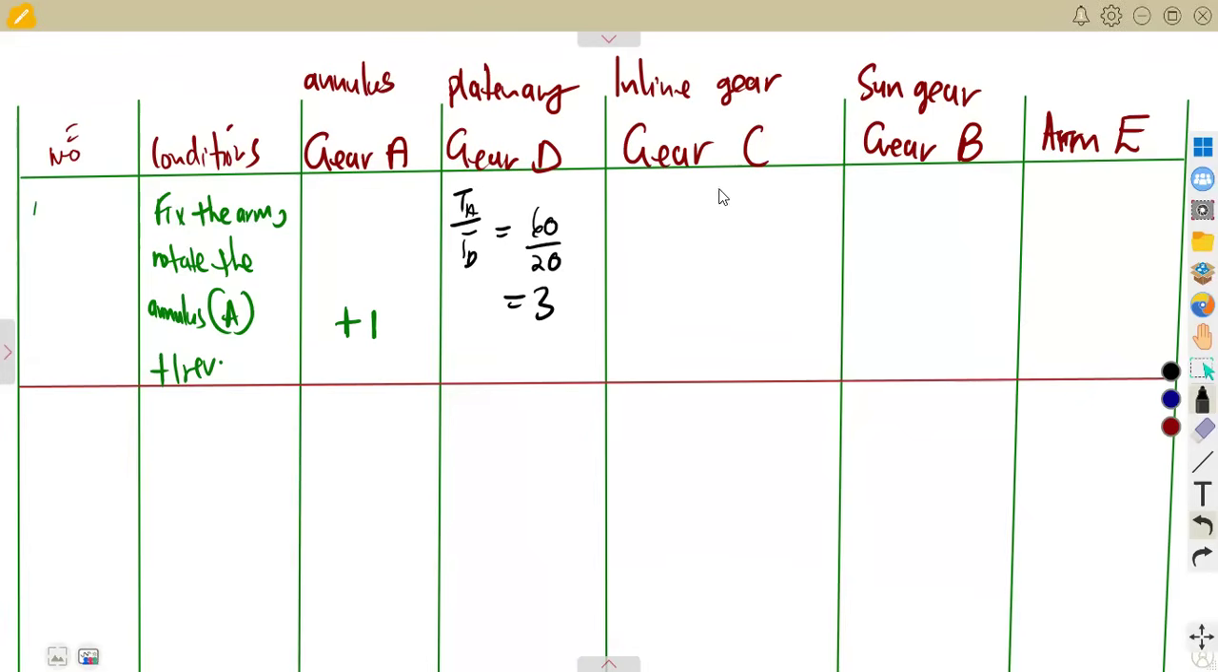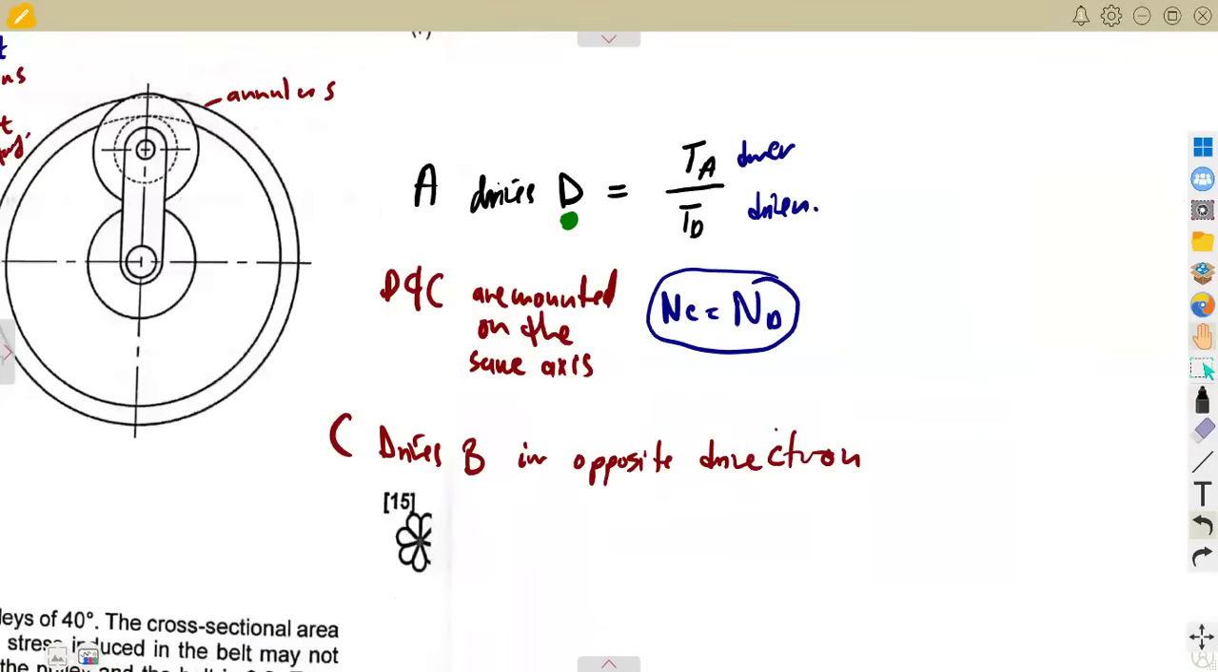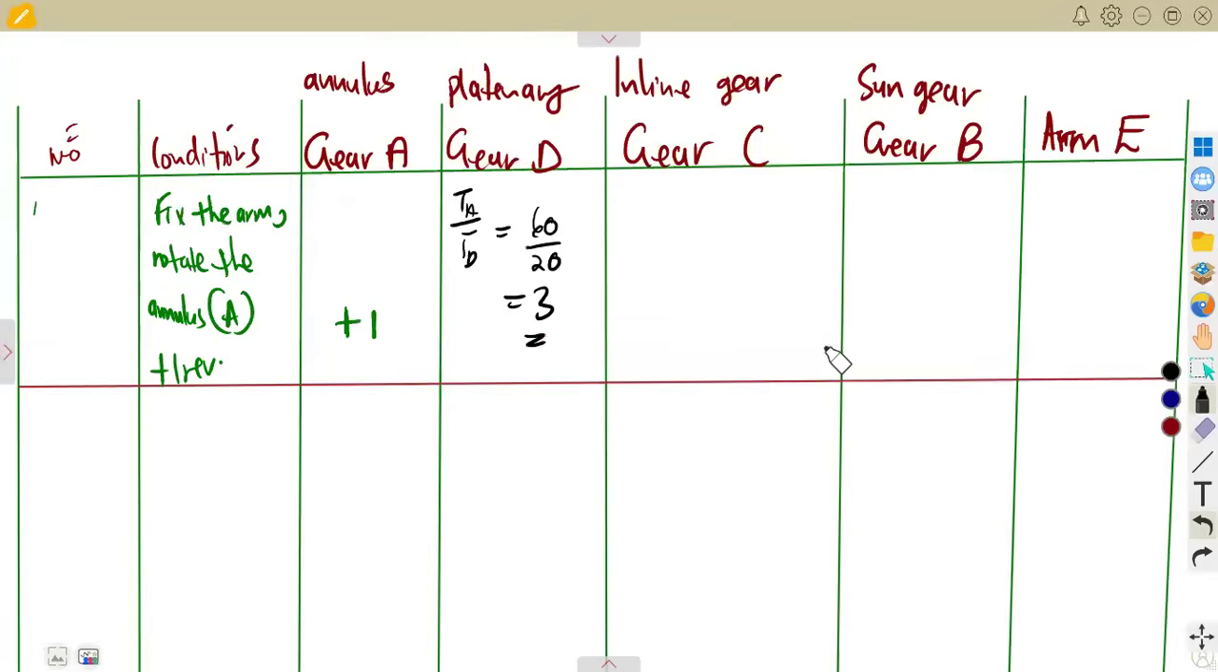All right, that's it. What about gear C? Gear C is an inline gear, so it has the same speed as what we have at D. Remember, we talked about this. D and C are mounted on the same axis, so the speed at C is the same as what we have at D. So even here, you're just going to have 3.